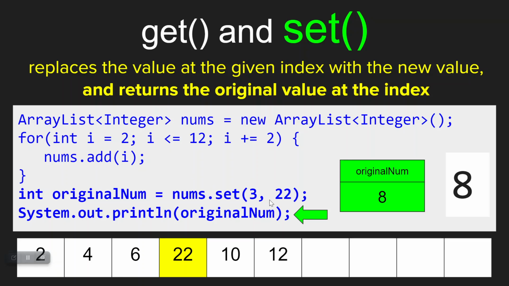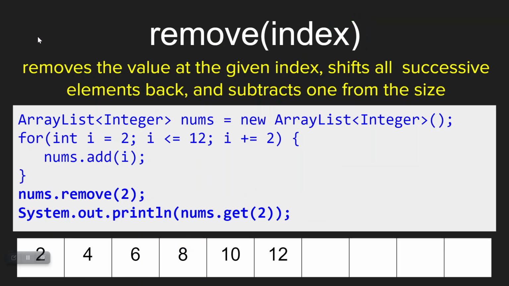So the set method's got a little bit more going on. It does more than just replace a value at a given index. You have the option of storing the original value in a variable or using it somehow. So that's an important detail to note.